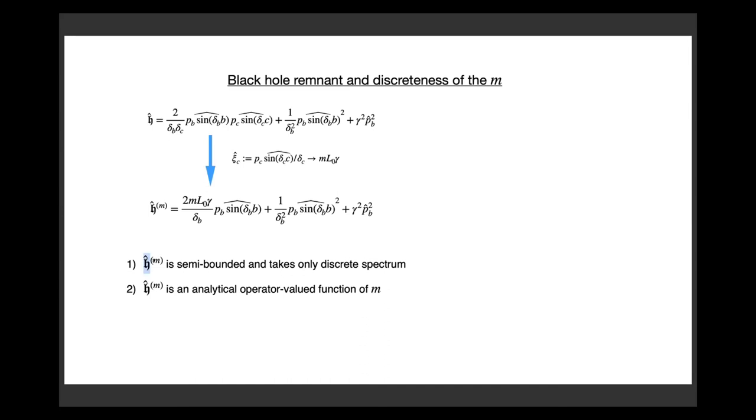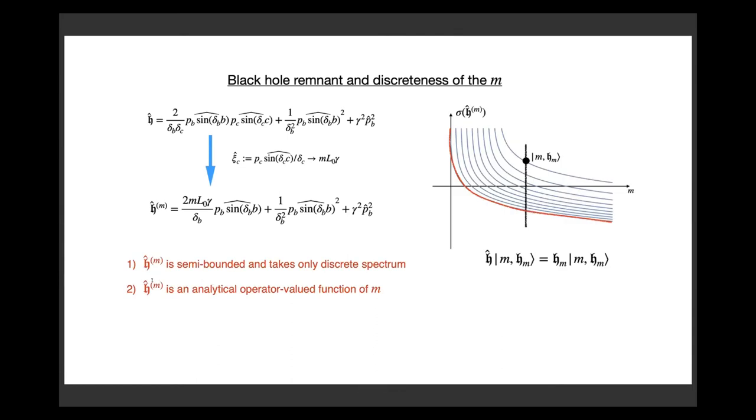The first one is that H_M is semi-bounded and takes only discrete spectrum. The second one is that H_M is an analytical operator-valued function of M in some sense. Based on these two properties, we can plot this figure to see how the spectrum of H_M depends on M. According to the first one, it takes only discrete spectrum and is semi-bounded, so for each specific M, the spectrum should be discrete and have a lower bound.